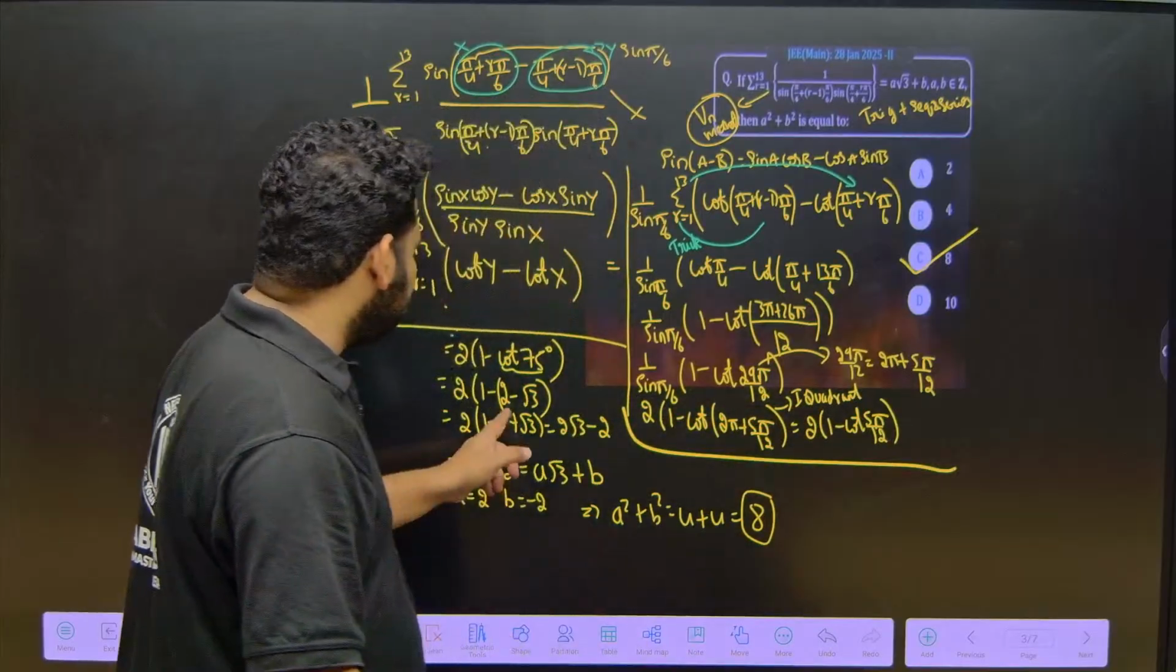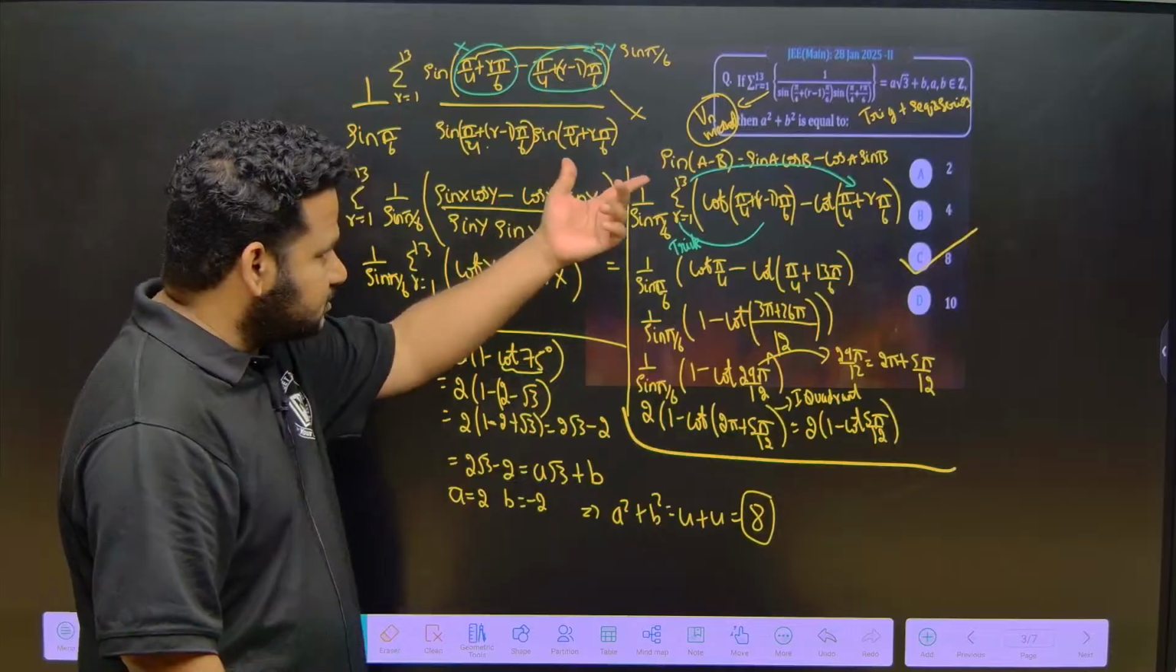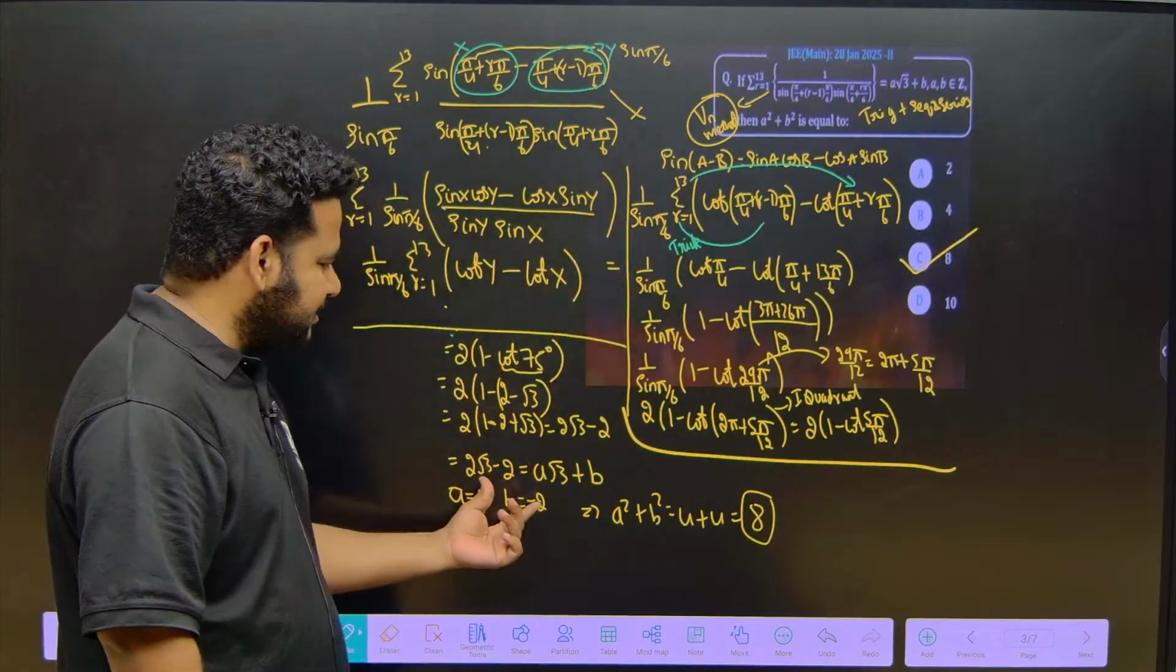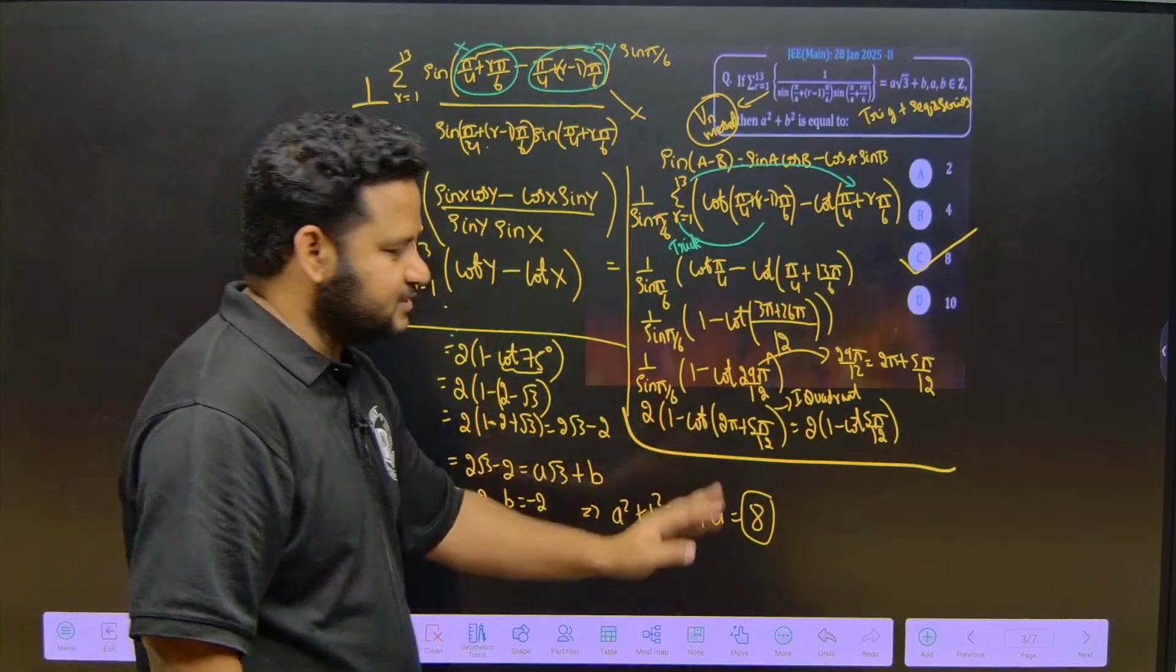Cot 75 is 2 minus root 3. Putting the values and comparing, I will get the value of a and b as minus 2. A square plus b square will give us 8.